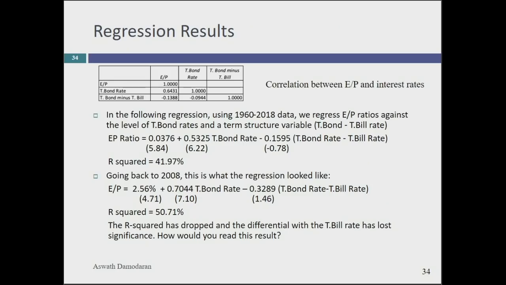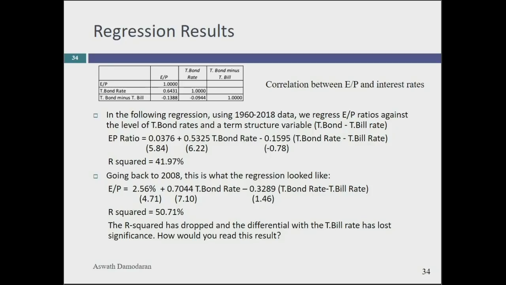So here's what I did. I pulled out my multiple regression toolbox again. What am I trying to explain? Changes in the earnings to price ratio over time using the level of T-bond rates. And I also want to know, does the slope of the yield curve matter, by taking the difference between the T-bond rate and the T-bill rate? So let's start. The intercept of 0.0376 gives me my starting point. It tells me very little, but if it's nothing else, that's where I'm going to start from.